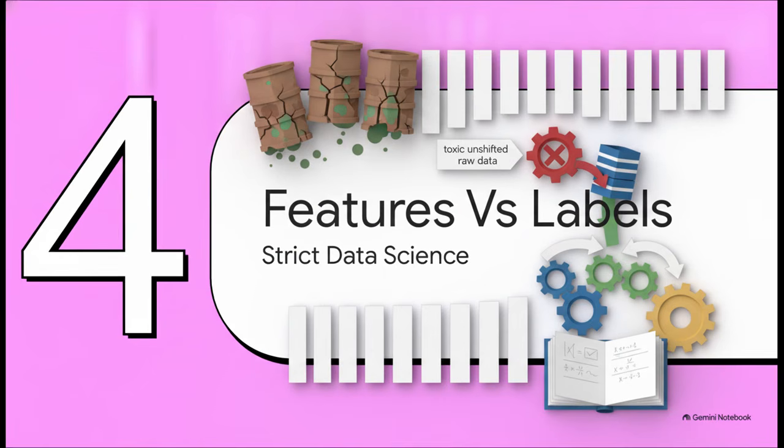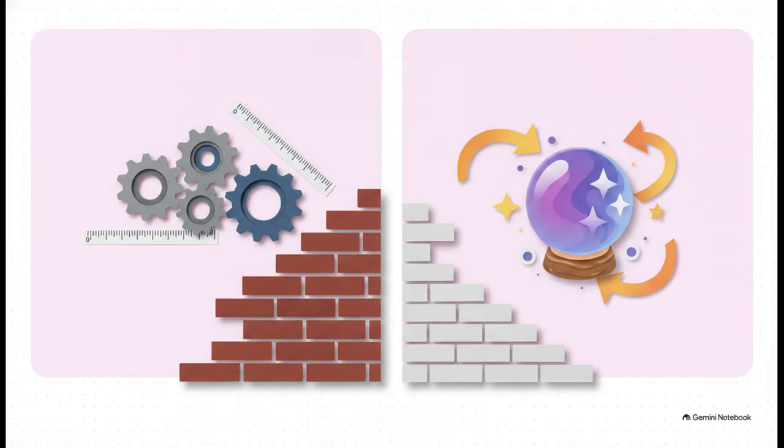Finally, let's look at Section 4, Features versus Labels, and Strict Data Science. To really understand why we don't just throw away the raw, unshifted columns entirely, we have to strictly separate our X features from our Y labels. Predictive features, the X matrix your model uses to actually make a decision, must be completely causal. Absolutely no future information allowed. But your Y labels, the target your model is trying to predict, well, those actually require hindsight.